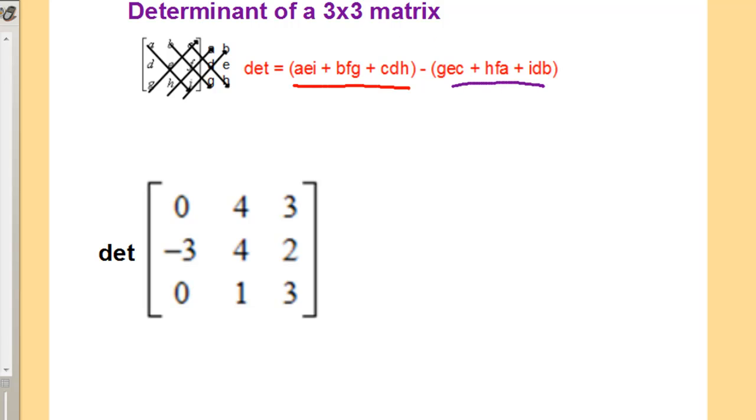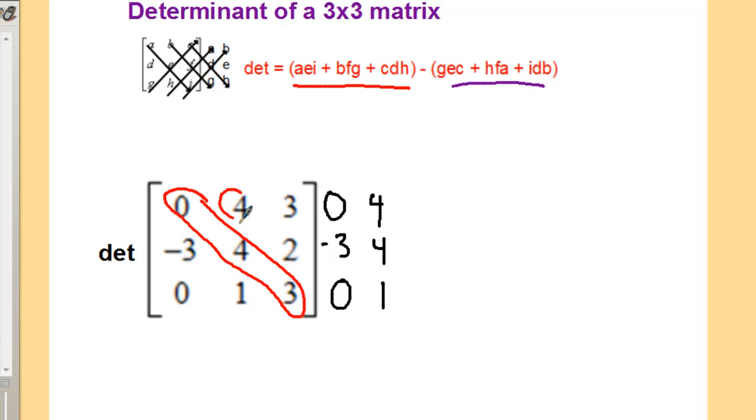So to begin, for our example here, I'm going to repeat the first two columns. So 0, -3, 0, 4, 4, 1. And let's use the color red. So I'm going to circle all three downward diagonals. Okay, so again, we're going to take the product of each of these and then add everything together. So the sum of the products.